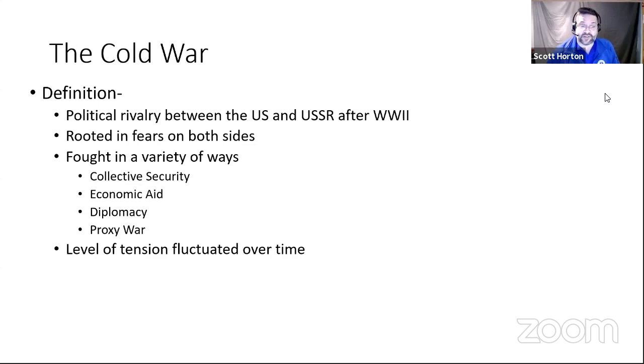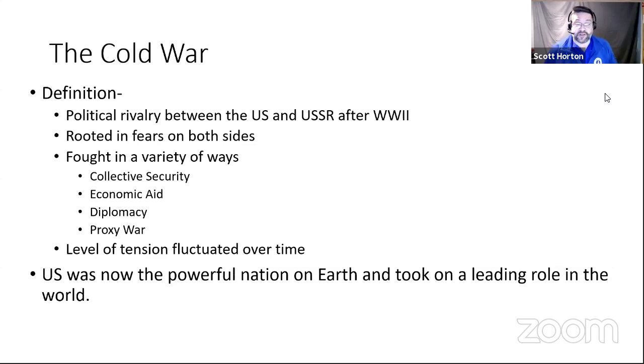You'll also notice that the level of tension fluctuates over the course of time, and this is one of the big ideas of the unit that College Board, of course, emphasizes here, that there are times of really high tension between the US and the Soviet Union, and we'll cover a little bit more of those on Monday when I return for that lesson. But then there are times where things seem to ease off a little bit between the two superpowers. And the US is now the most powerful nation on Earth. In 1945, the United States is the only country in the world that has atomic weapons. And the US took a leading role in the world defending our way of life, democracy, and capitalism against what was viewed as the new threat, which of course is the communists.